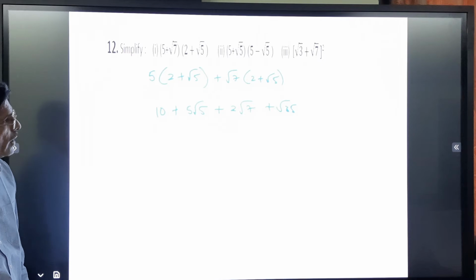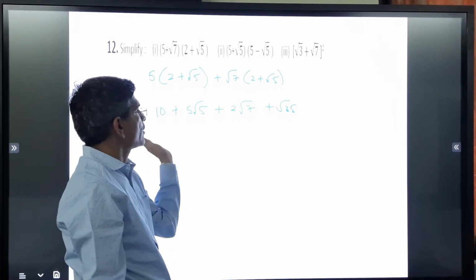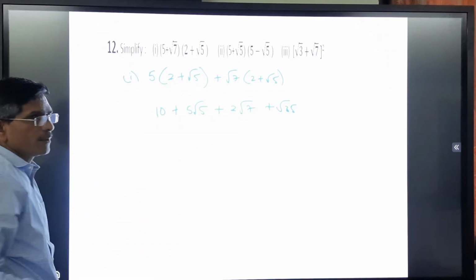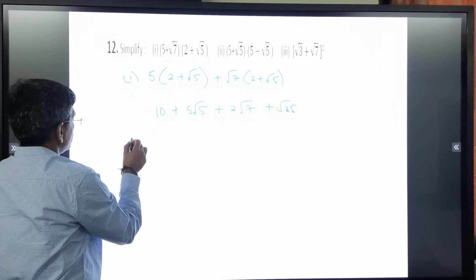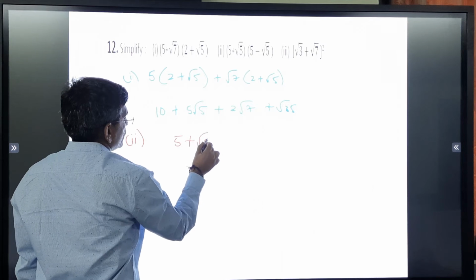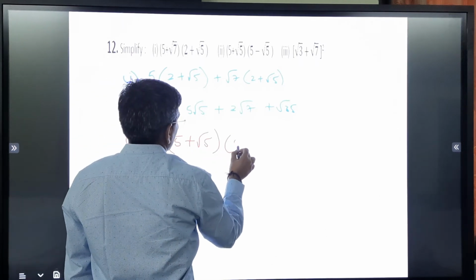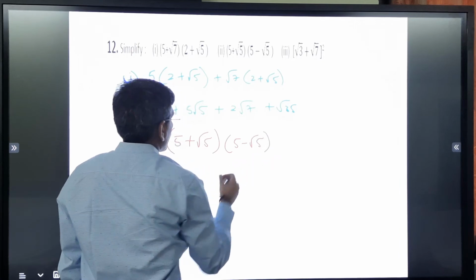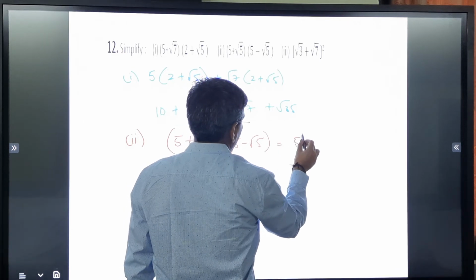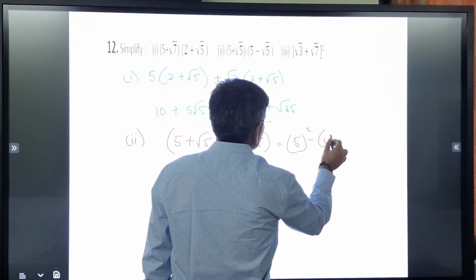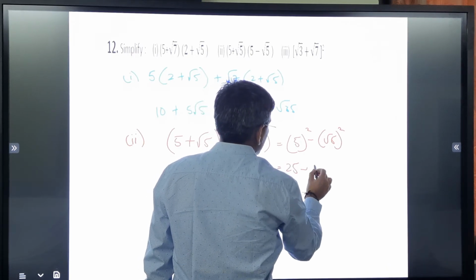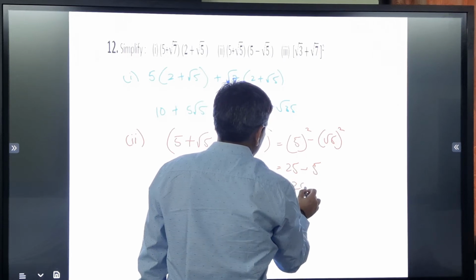Now they all are not like, so we cannot do the addition of it, we have to put it as it is. So first sum, there are 4 terms in an answer. Now second, if you will see there is the identity. So 5 plus root 5, 5 minus root 5. So 5 whole square minus root 5 whole square. So 5 square is 25, root 5 square is 5. So answer is 20.